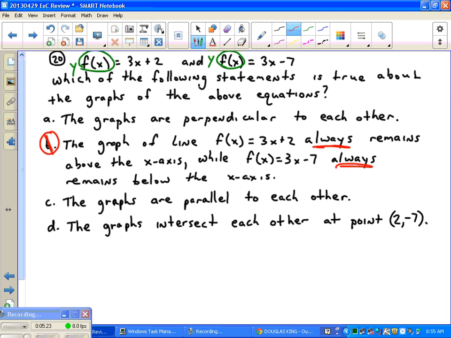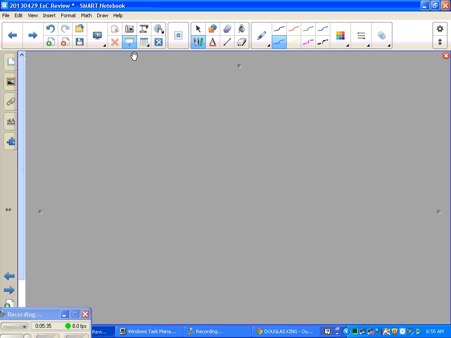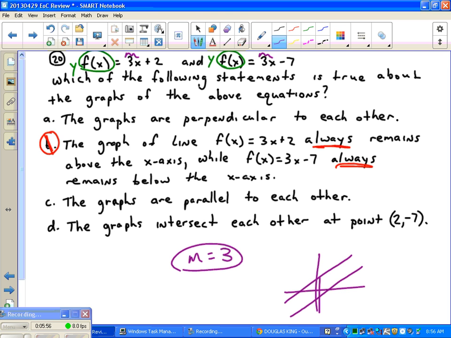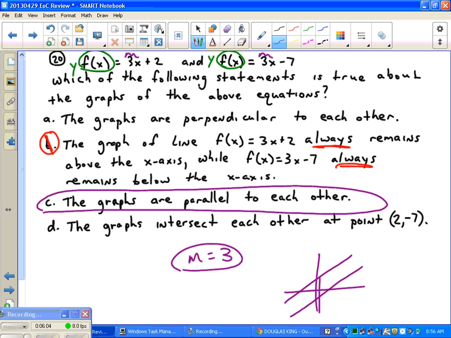You have to choose between it being perpendicular or parallel to each other, or they intersect at the point 2, -7. It's easy to determine if they're perpendicular or parallel based on their slopes. Both of these are in y equals mx plus b form. Both of their slopes, you can see, are the number 3. Lines that have the same slope, in this case they're both 3, will never cross each other because they're going up and over at the same rate. They're going up and then right, or up and then left, or down and right and down left, the same rate. So these lines are parallel to each other. You don't have to look any further than that.